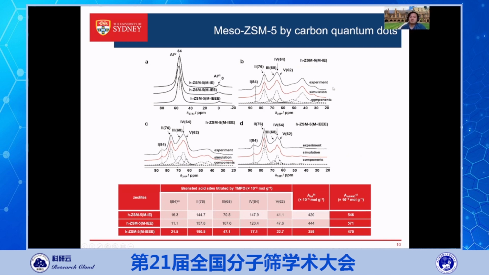And we also do the acidity test by using 31P NMR for the zeolite after adsorption of TMPO. This is a very widely used probe molecule to show the acidity. So then we are able to get the total amount of the acidic sites, and also the number of the porous sites. So we can find the acidic sites if we have more.